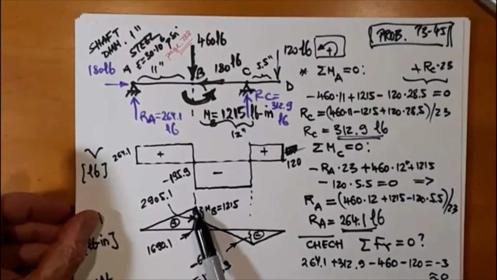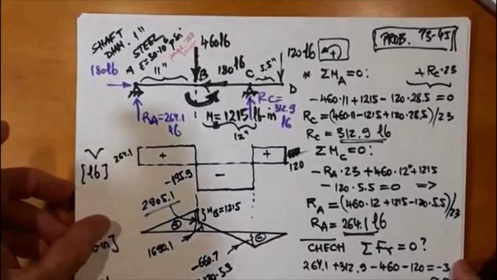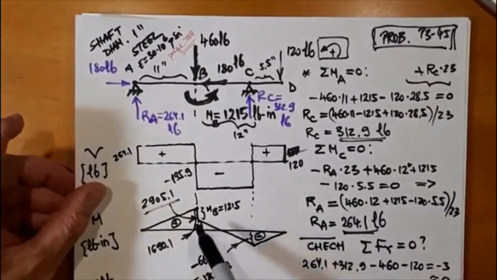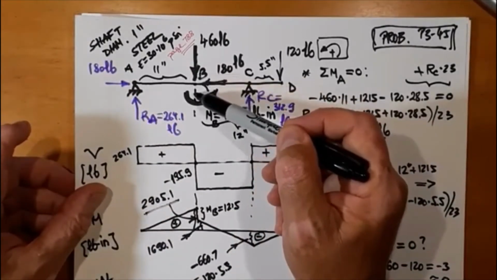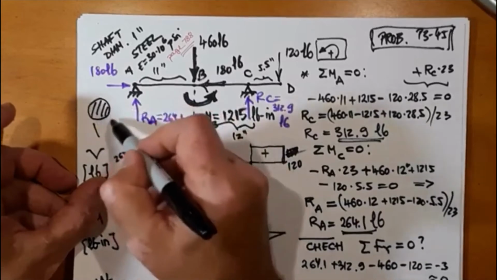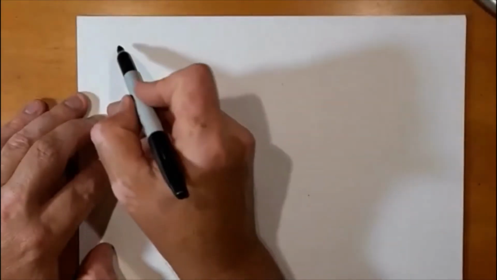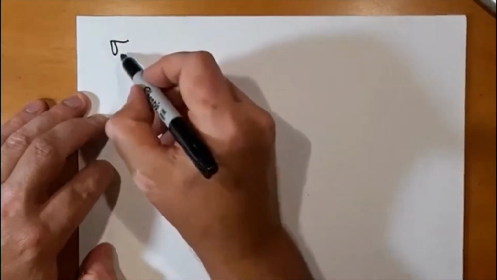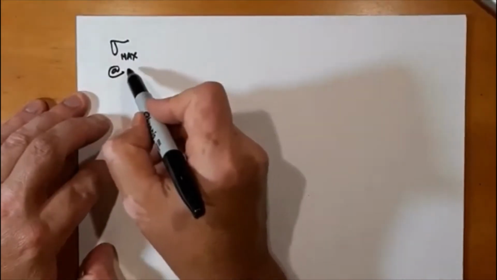so we have a positive moment. We go with the maximum value, and that means that I have compressive stress above, tensile stress below. Again, the shaft is round, 1 inch. And I'm going to calculate the sigma due to bending, sigma max. And this is at point B.